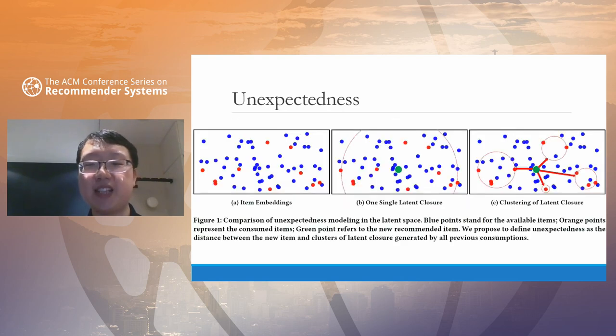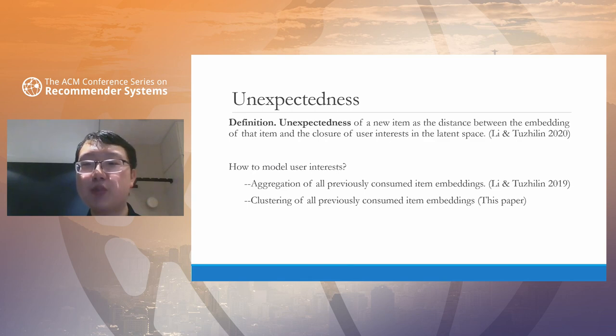Here's a visualization of the user interest in the latent space. The red points represent the user's past transactions. If we model the user interest as one single latent closure, it might be too big. It might cover lots of space and unnecessarily take a huge area of the latent space. But if we take clusters of the user interest, we can really identify the user's different interests. By doing so, we can more efficiently model the user interest, which leads to a better computation of the unexpectedness measure.